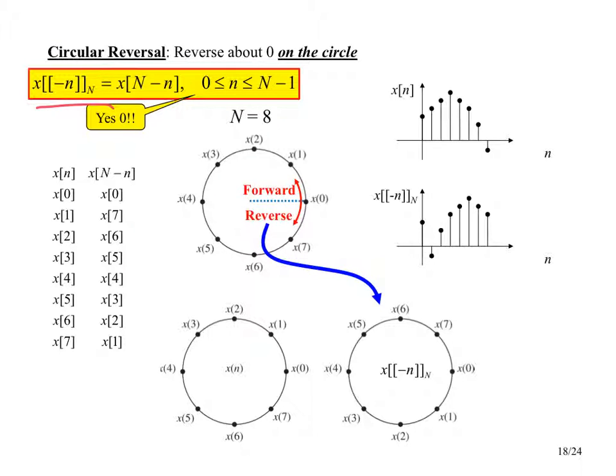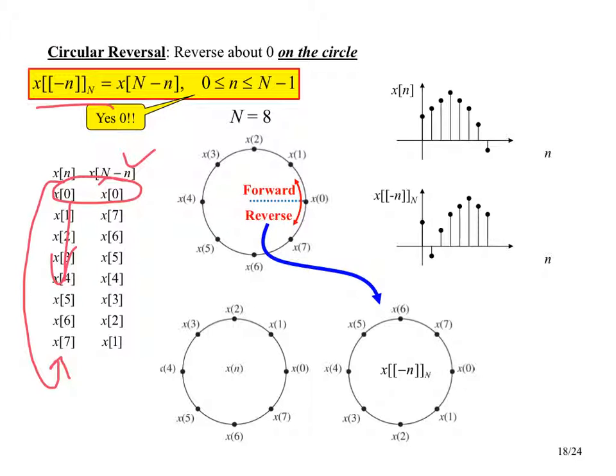So if we just look at some x of n going from 0 down to 7, and then we look at this x of minus n here, we see that this is just going 0, and then we're working our way backwards through the function. So the 0 stays fixed, but then instead of going in this direction, we're actually going down here and working back this way. So it is kind of a reversal.